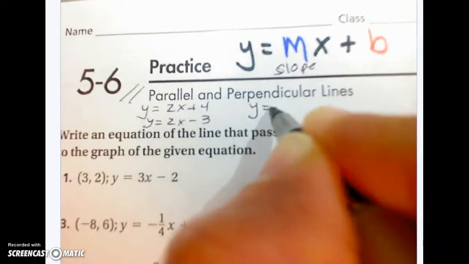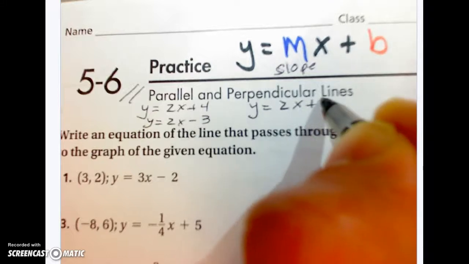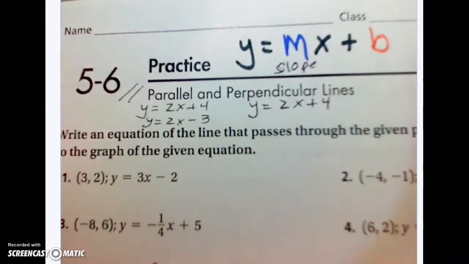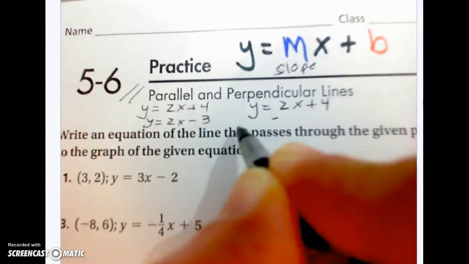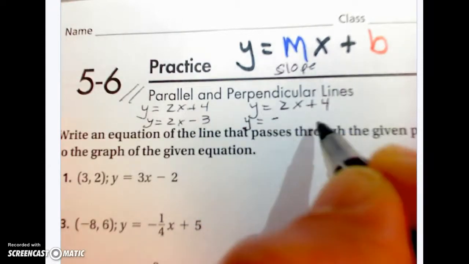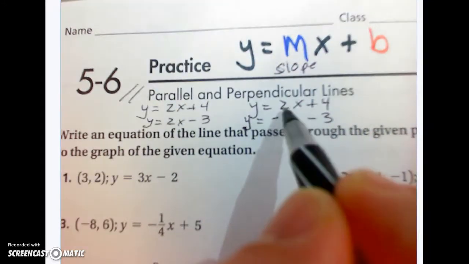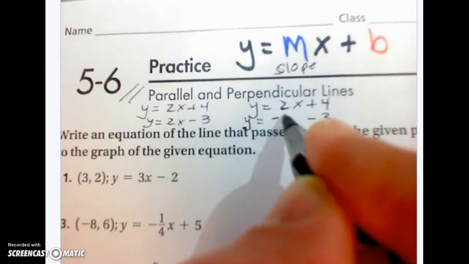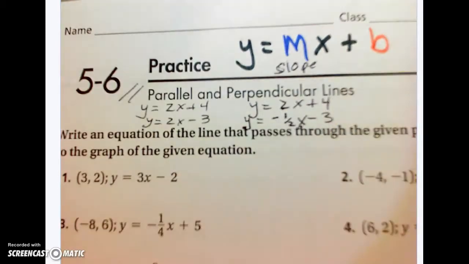Y is equal to, if we say 2x, then our slope for a perpendicular line has to have an opposite. So this is positive, this slope has to be negative. And then we want the reciprocal. We have a 2 over 1, so we want 1 over 2. So we have an opposite reciprocal for perpendicular lines.